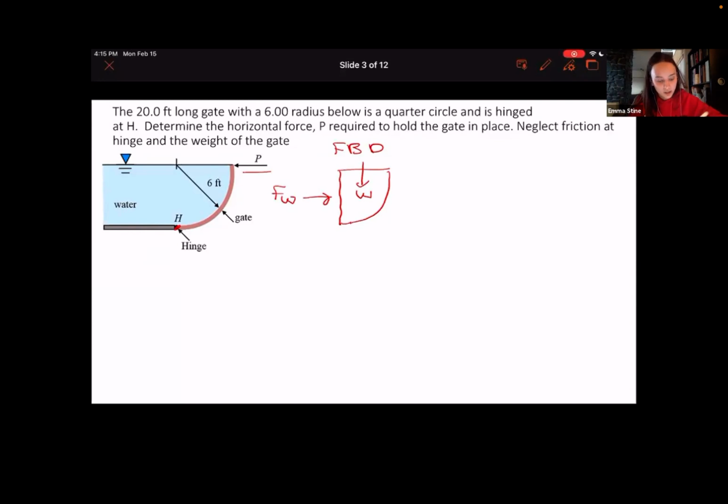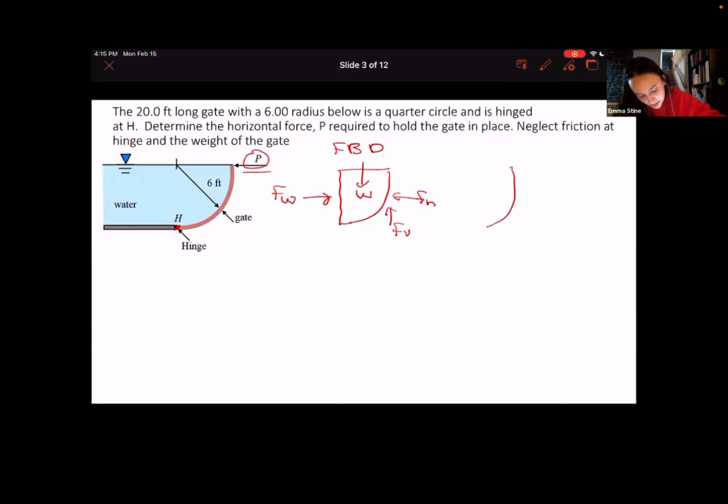And then there are all these forces coming off the gate onto the water. So we're going to have to look at force horizontal and force vertical, which are the forces from the gate acting on the water. The problem is that this free body diagram doesn't have P in it, and P is all we care about. So we have to make two free body diagrams.